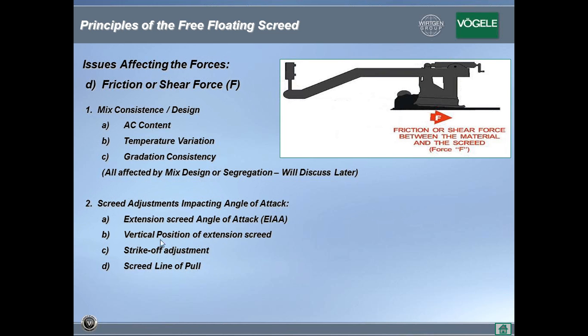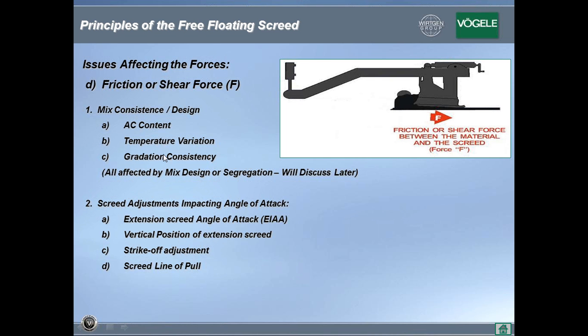So at this point, we could take our presentation in two different directions. We could look at all the things that impact asphalt content, temperature variation, and gradation consistency, and then we will look at all the things that impact screed adjustment. So one would ask, whilst paving, how do we change the asphalt content? How do we change the temperature? How do we change the gradation?